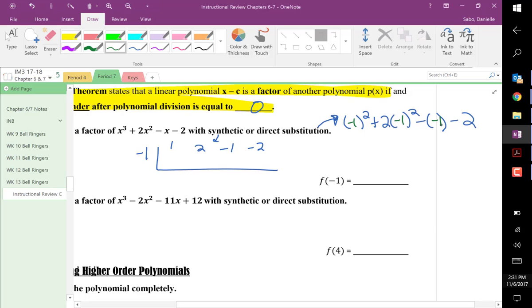Either one works. I don't want you on the test doing both of them. You could choose. Do you like synthetic, or do you like plugging it in? Do you like to do synthetic or do you like to do calculator work? Either one works. So make a choice right now and see which one you want to do.